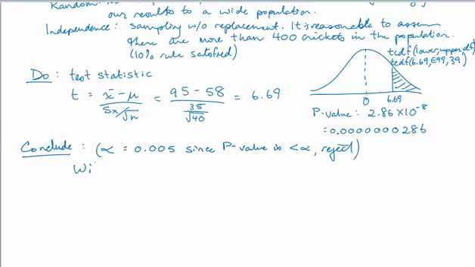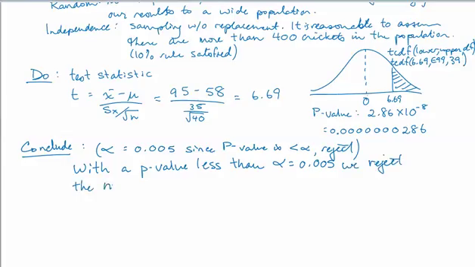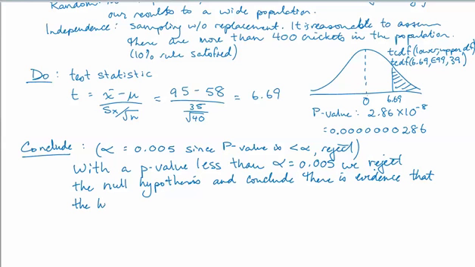So what we're going to write, however, as our conclusion: with a p-value less than alpha equals 0.005, we reject the null hypothesis and conclude there is evidence that the high protein diet for crickets in our sample results in a chirp rate greater than 58 chirps per second.